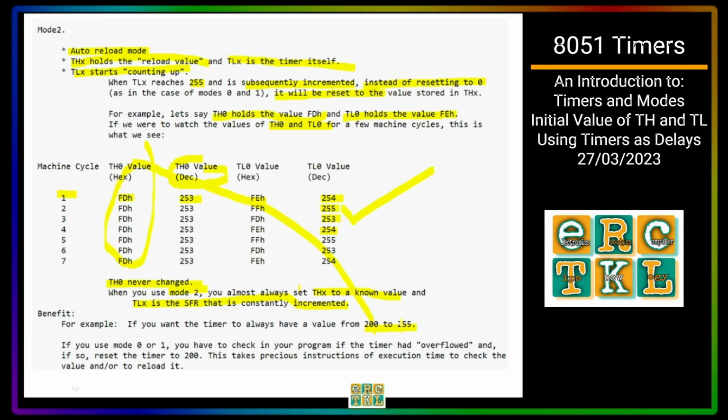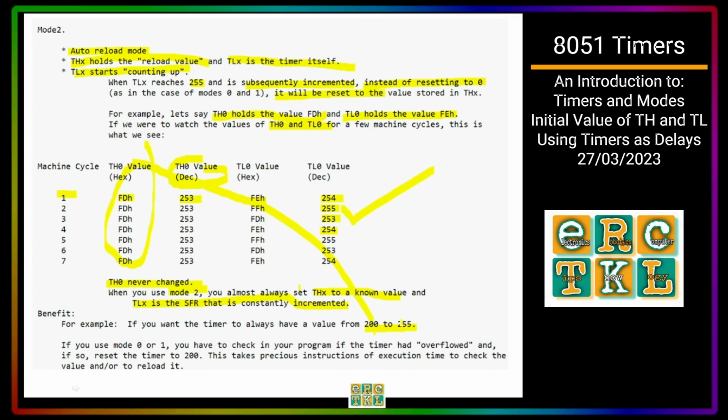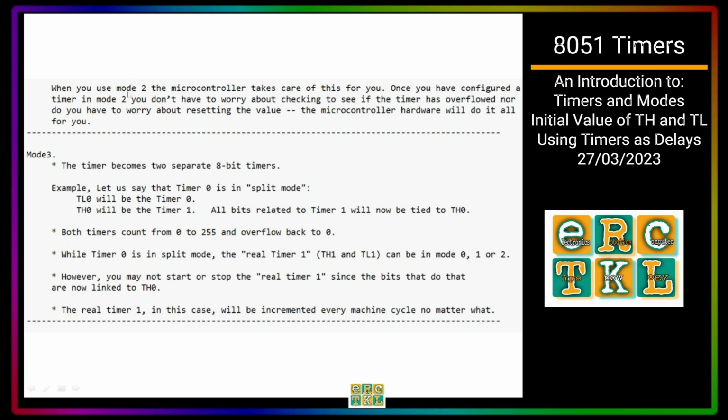If I want timer 1 to run, I will write TR1 equals 1. You get the idea? Now, if you're using assembly language, it is SETB TR1. That's in assembly language. When you use mode 2, what else?